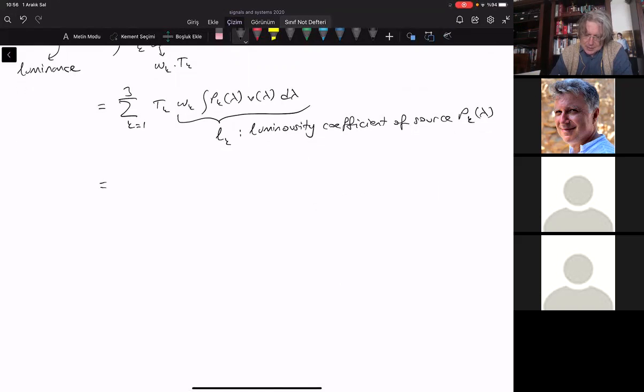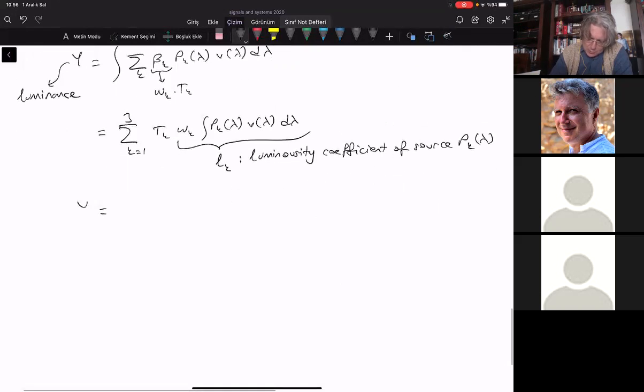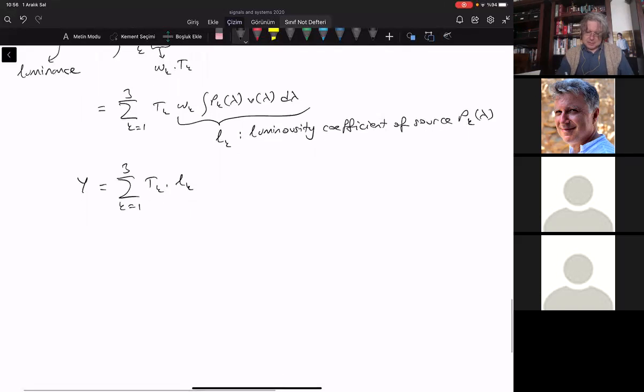If you have that luminosity just notated as L of k, then this summation of luminance that we have is automatically becoming sum over k from 1 to 3 of tk times Lk. This is the luminosity. All right. So if luminosity or luminance is of concern, in terms of terminology, these are the things that you're supposed to know and remember.